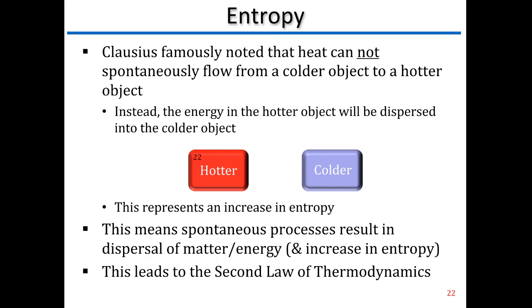Clausius famously noted that heat cannot spontaneously flow from a colder object to a hotter object. Instead, energy in a hotter object will be dispersed into a colder object. Heat will move from a hotter object to a colder object, and it will be dispersed into the colder object. In other words, it's not necessarily transferring, it's being dispersed into. This represents an increase in entropy. This means that spontaneous processes result in the dispersal of matter or energy, and therefore an increase in entropy. This leads us to our second law.